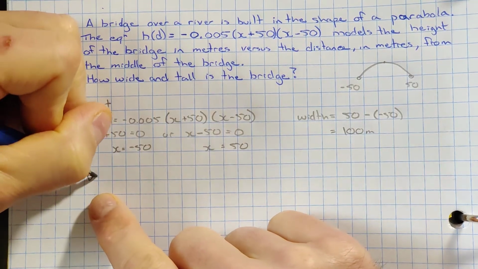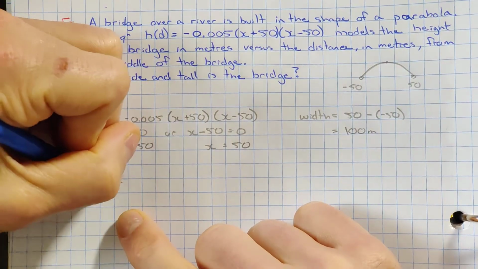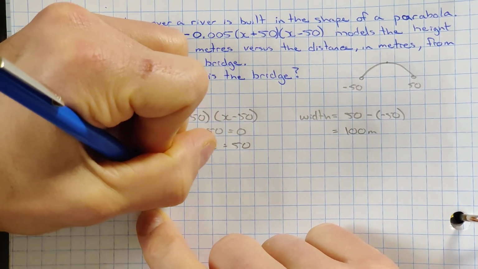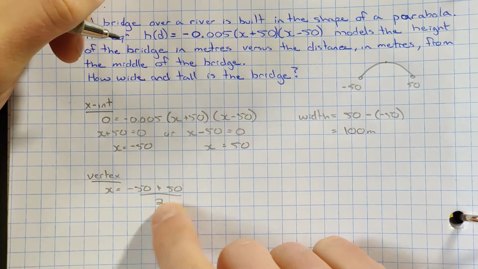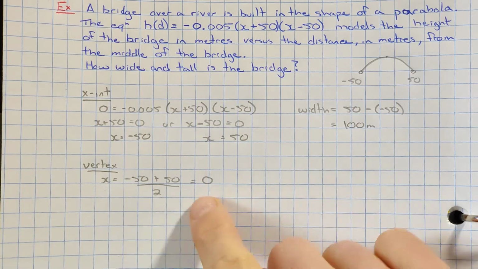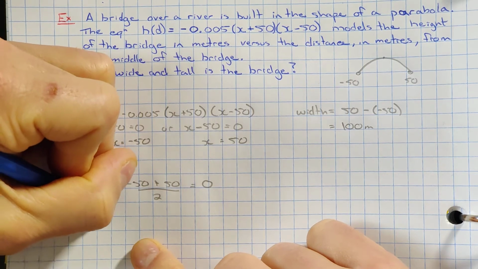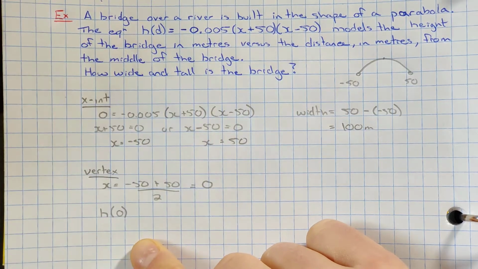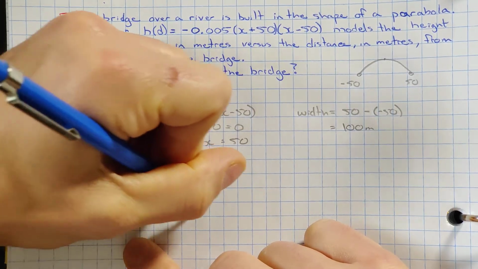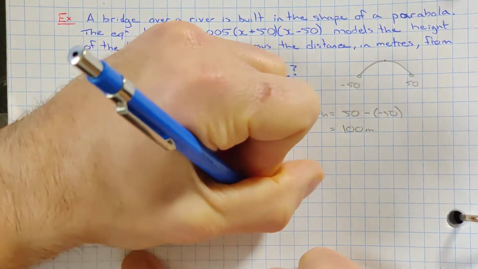So if we want to find our vertex, then we need to take our zeros and add them up to get the x value, the middle axis of symmetry, so -50 plus 50 divided by 2. That's just going to be 0 divided by 2, or 0. So our x value is 0. We then take the 0 and plug it into the equation to get our respective y value. So the height at a distance of 0 meters from the middle equals -0.005 times (0 plus 50) times (0 minus 50).